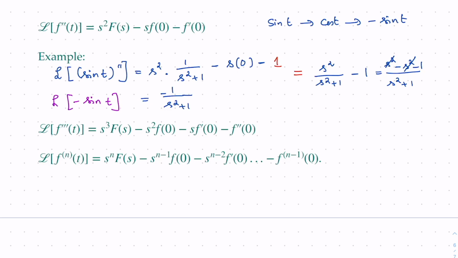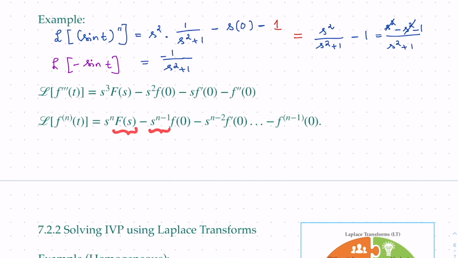And by the way, there's a formula for the third derivative. The good news is there's a nice pattern over here, and we can extend to the nth derivative. The Laplace of the nth derivative is s to the n times F of s, minus s to the n minus 1 f of 0, minus s to the n minus 2 f prime of 0, dot dot dot, all negative, up to the n minus 1th derivative at 0. So these are all constants, and then this is the function part over there.